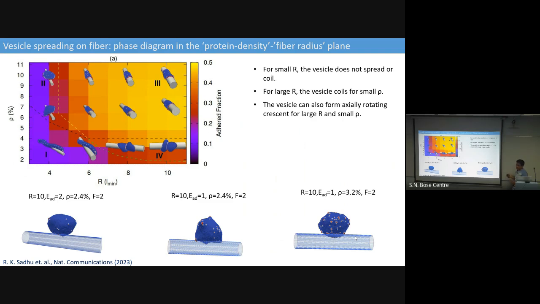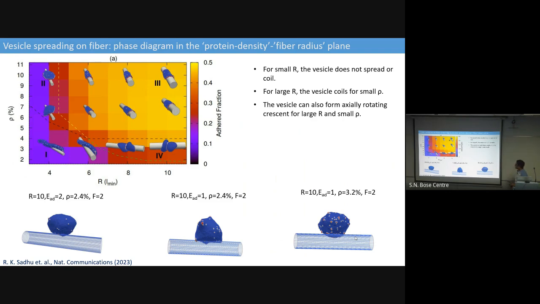So we first fix the force and adhesion strength. We already have some idea of that from the study of a flat surface. And what we are doing here is changing the fiber radius and the coating density. Yes, fiber radius and the coating density. And we see some very nice phases here that I'm going to discuss now.